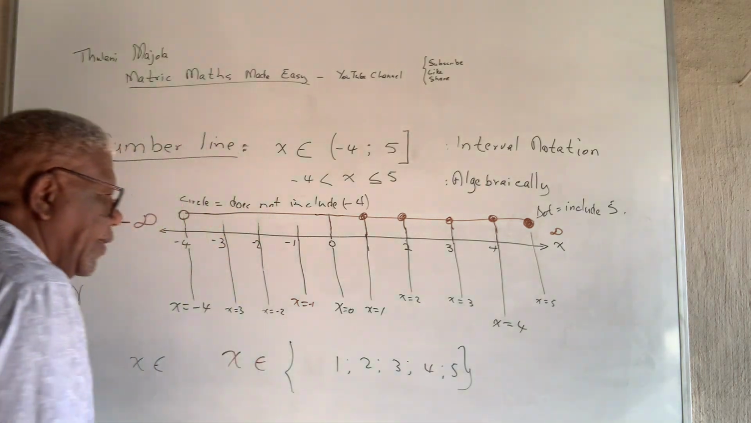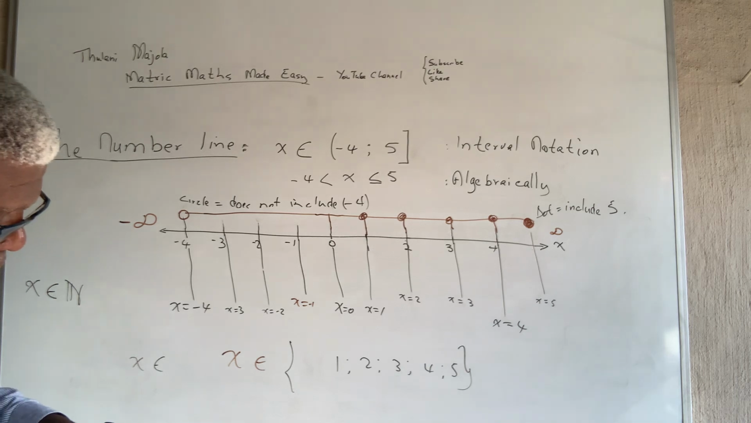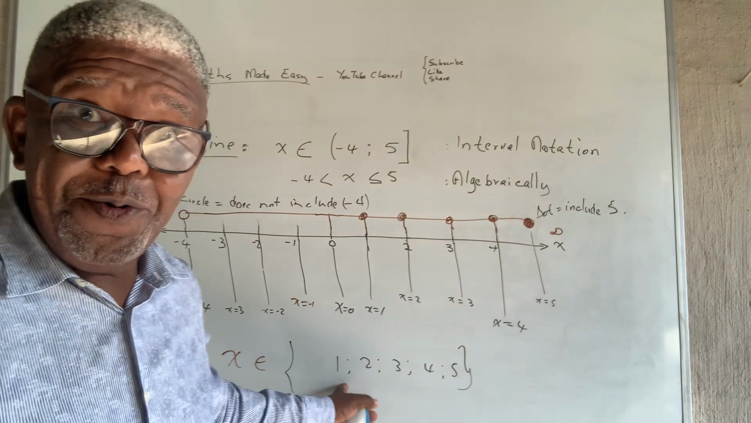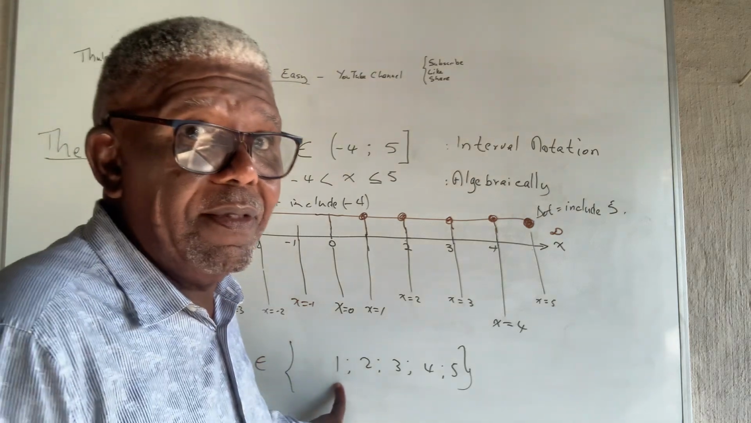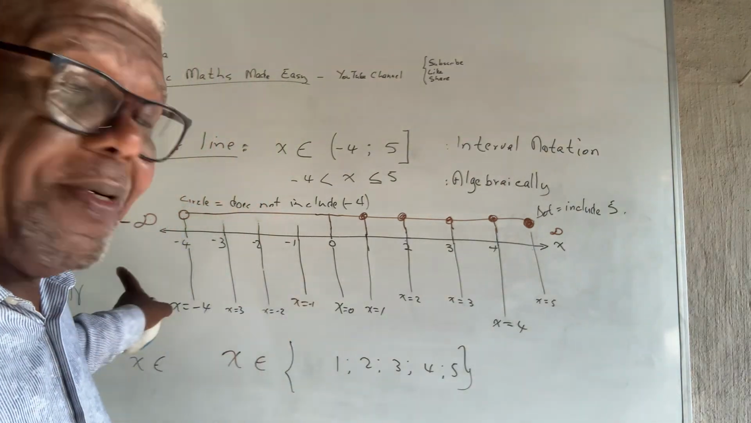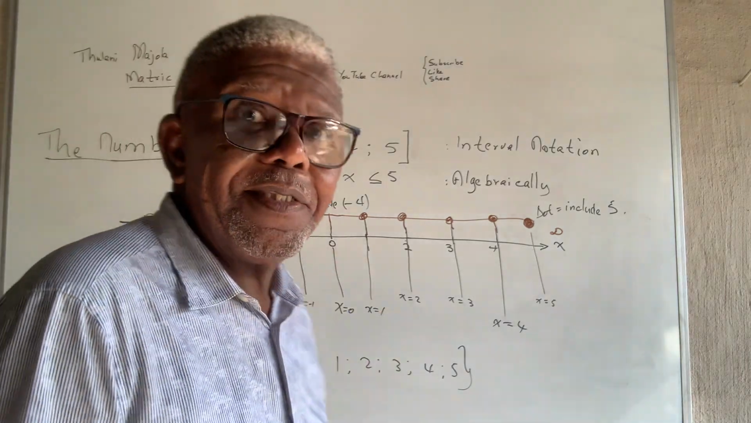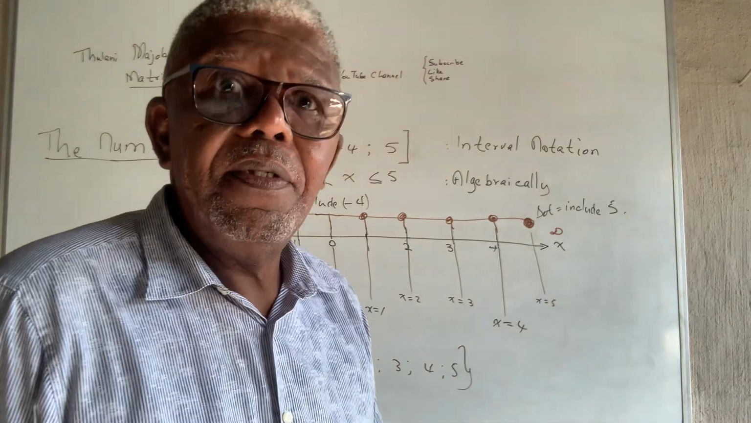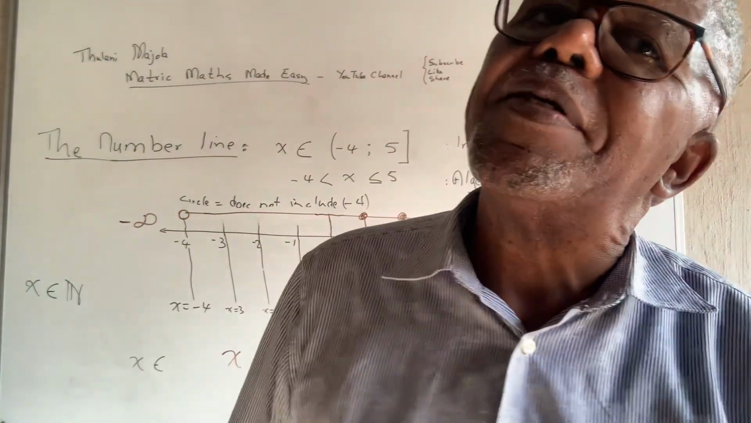You can just see there. So the natural numbers are also whole numbers. Whole numbers are also integers. Integers are also rational numbers. And the integers or rational numbers are also real numbers. So the real number system.